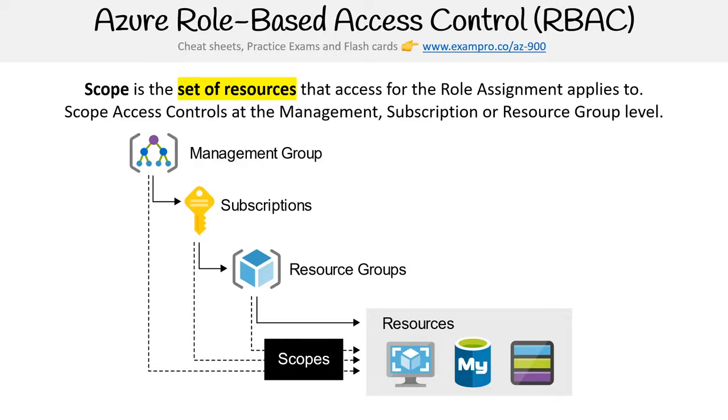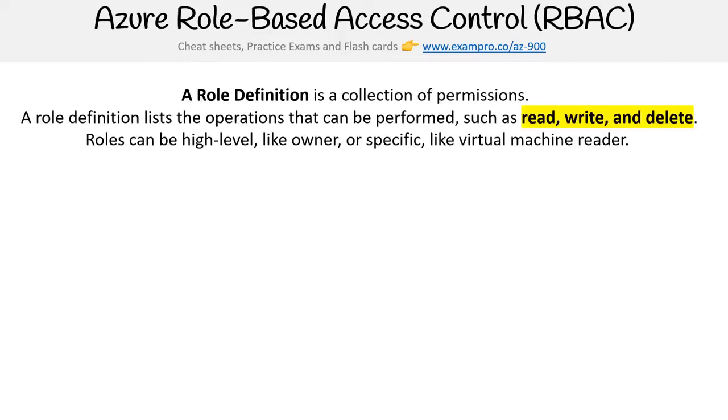Just to talk about those three: management group is when you're managing a bunch of accounts, subscription is an individual account, and resource group is a grouping of resources. So wherever you want to apply that scope, you can choose any one of those three.